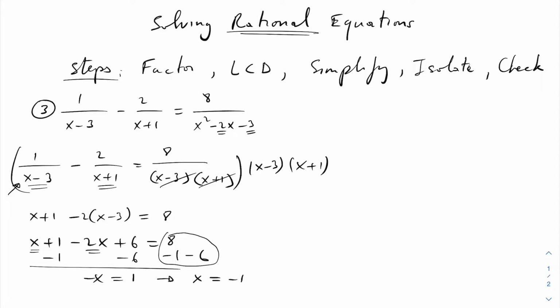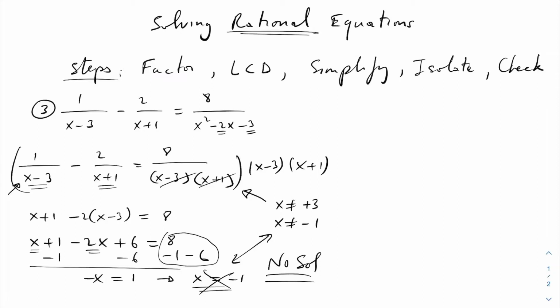Last thing before we celebrate, let's go and check this particular solution against our domain. So if you look back at our completely factored rational equation here, we're going to see that we don't want x to be 3, and we don't want x to be negative 1. And so therefore, since our solution is negative 1, which is one of those numbers we don't want in our domain, we're going to get that this particular rational equation has no solution. And that will be done. So no solutions for this one, sadly.